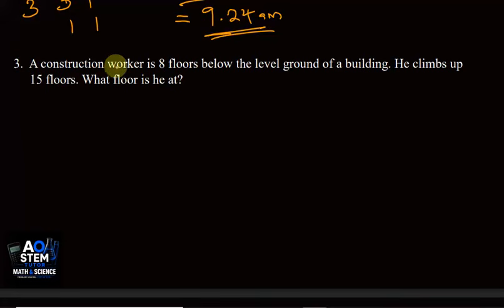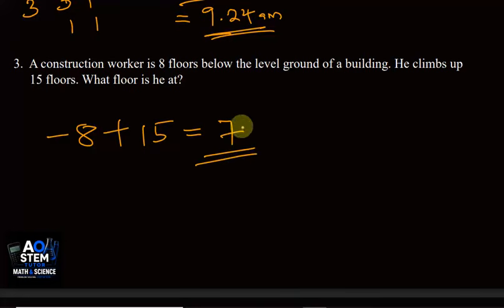Number 3, a construction worker is 8 floors below the ground level. If he climbs up 15 floors, what floor is he at? Okay. He is 8 floors below the ground. This is -8. He climbs up 15 floors. So, you just use the concept of a number line. -8, you add 15 floors, it is just 7. So, the construction worker is at the 7th floor. That is our answer.